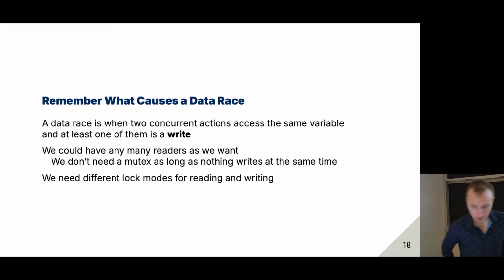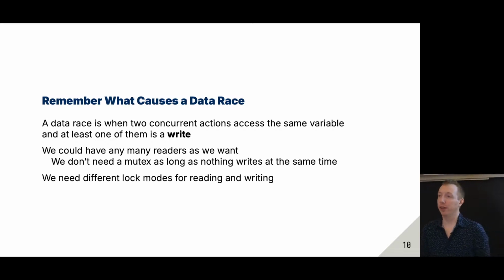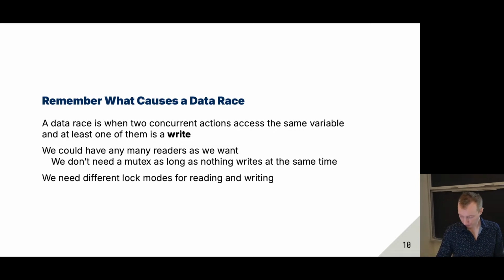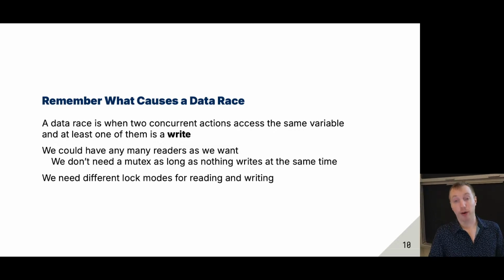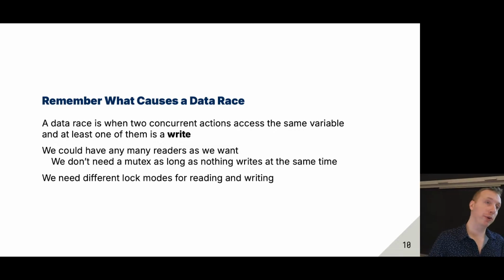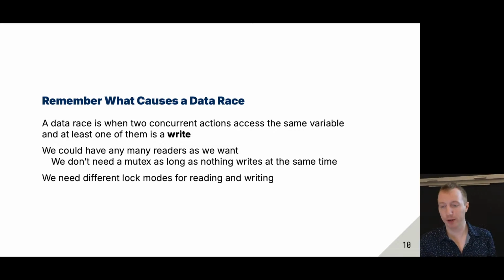With all of these, our core issue was remembering what causes a data race. I've said it a second time, dedicating a whole slide to it, so it's very, very important because this is all concurrency. In a data race, we have two concurrent actions to the same memory location, and at least one of them is a write.